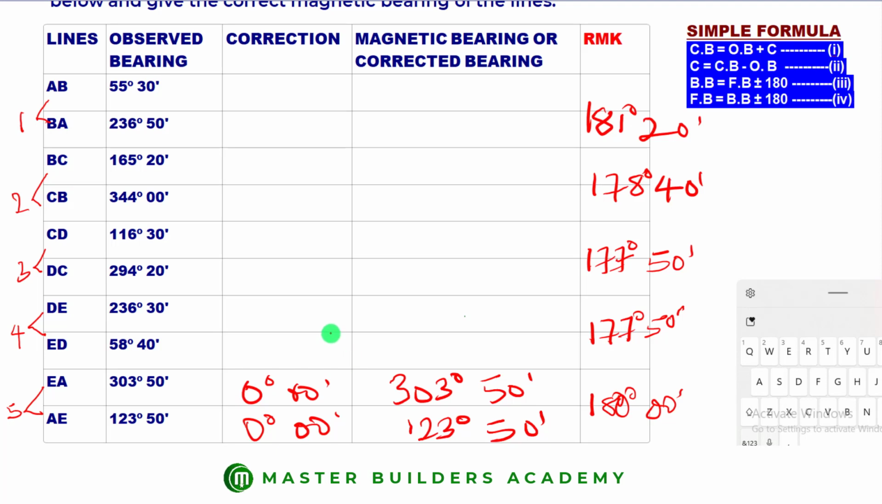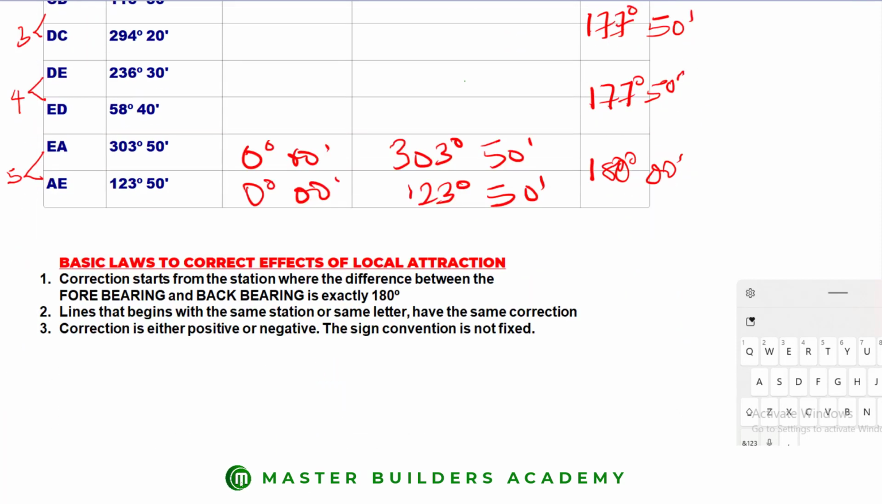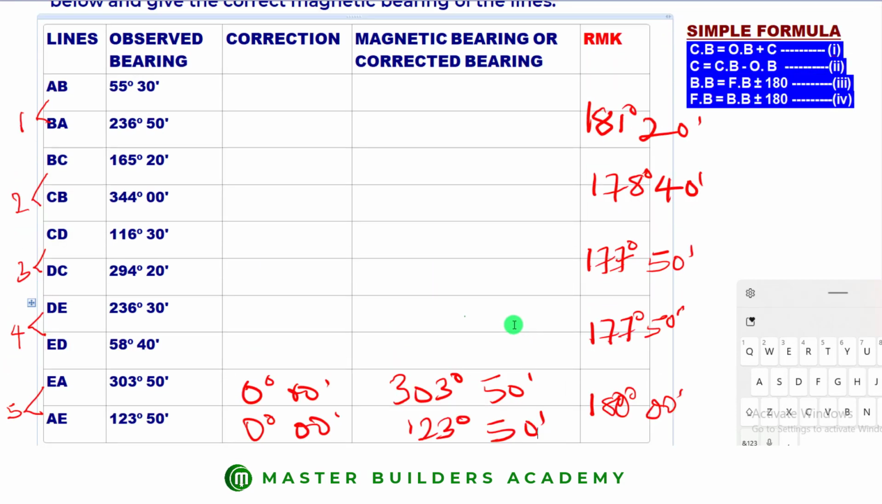If we are done with this, guys, this is what law number 1 states. We have successfully applied law number 1. But as soon as you are able to get the station where your correction starts from, the 2 corrections you have gotten, you can transfer to 2 other lines. We move down to law number 2, which states that lines that begin with the same letter or same station have the same correction. It means that any line that begins with A has the same correction all through, and any line that begins with E has the same correction. So if EA correction is already known, ED correction is as well known, because the correction for EA is transferred to ED.